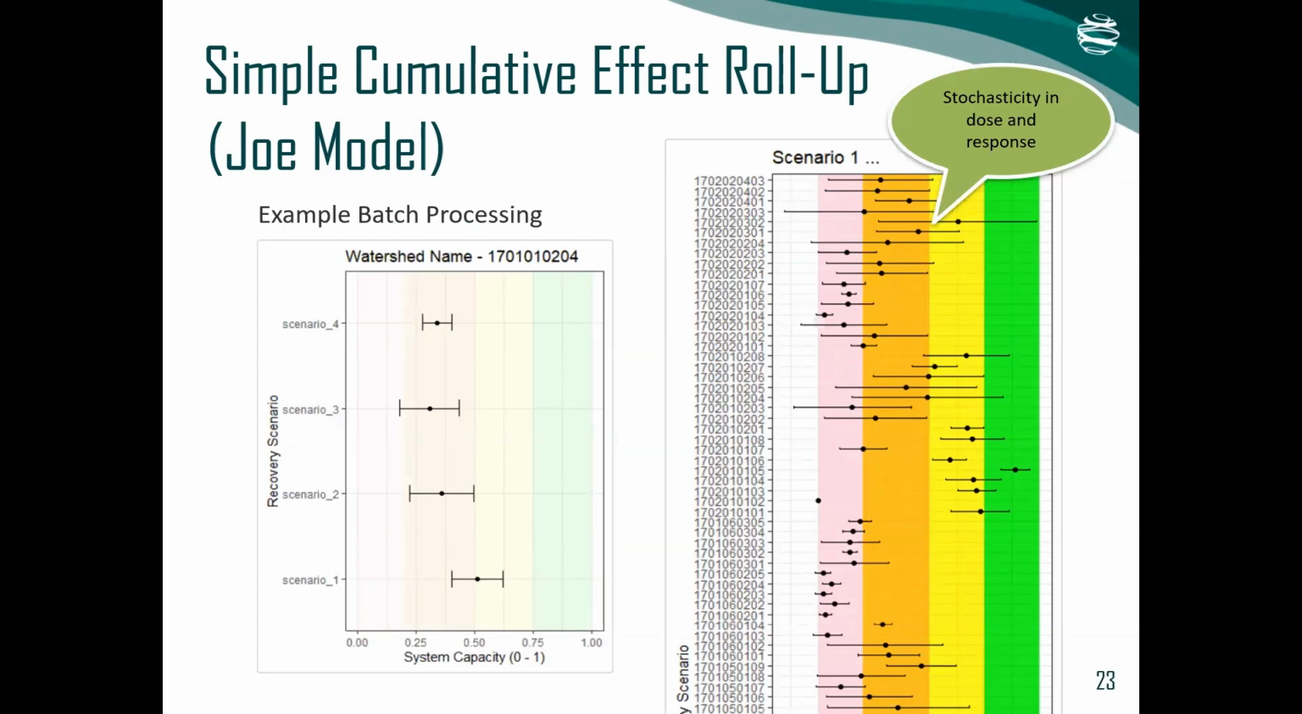We can also run batch processing with the Joe model to quickly compare scores across different scenarios where the locations and stressor response relationships may stay the same, but different stressor magnitude data inputs may be used to represent different scenarios. We can also compare the distribution of scores across individual location units or basins.